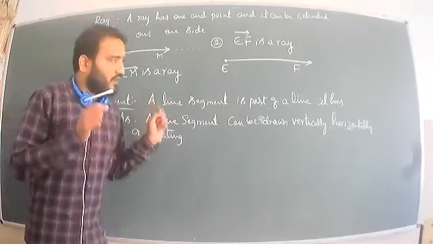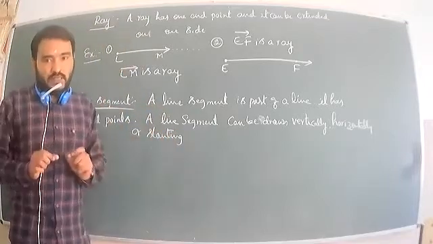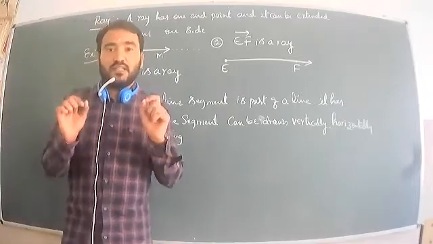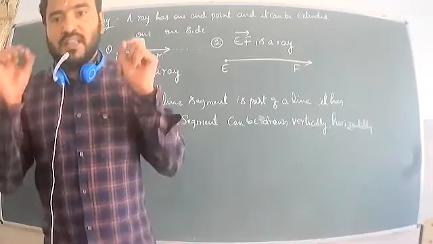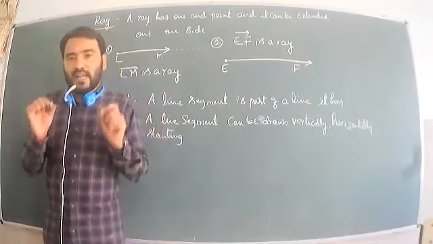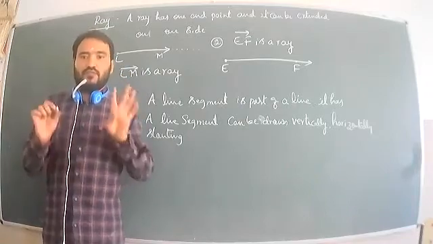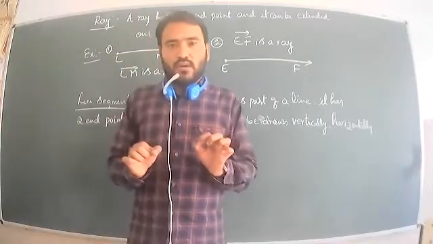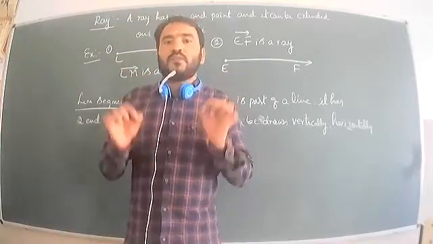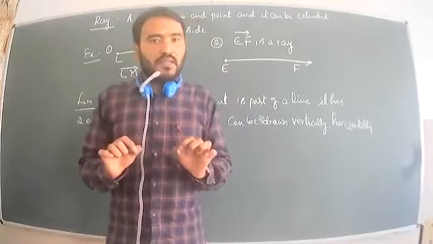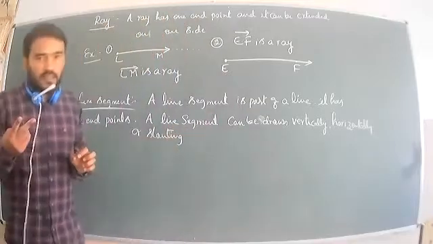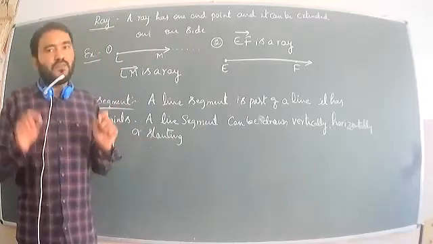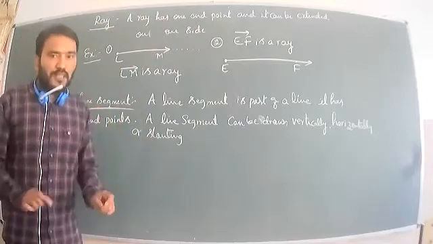A line segment is a part of a line. It has two end points and a fixed length, keep in mind. Using a ruler or scale, we can draw the line segment. It has a fixed length, for example 4 centimeter, 5 centimeter, 6 centimeter. A line segment can be drawn vertically, slanting, or horizontally.